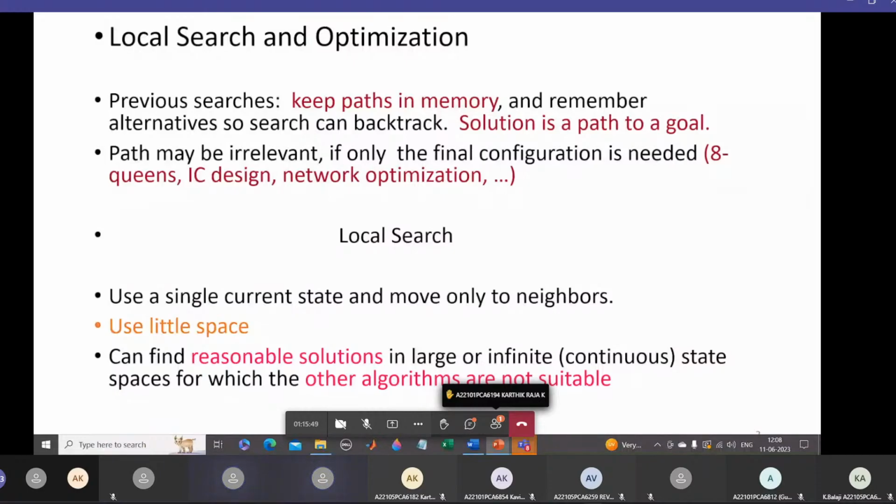So only if you need it, local search can be used in some intelligent way. This is the final configuration, and this is how we handle the problem, optimization, how we make use of all these things.